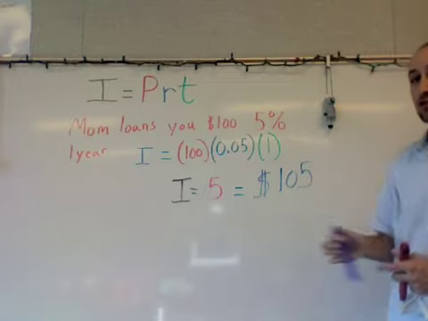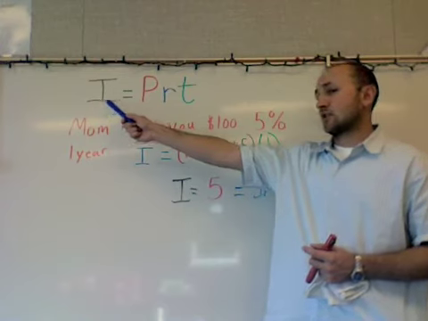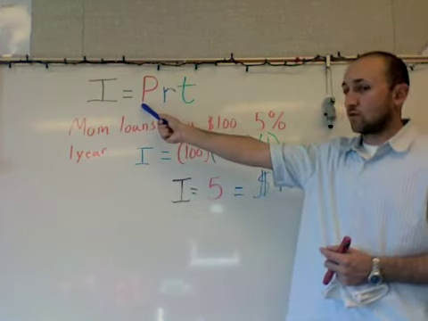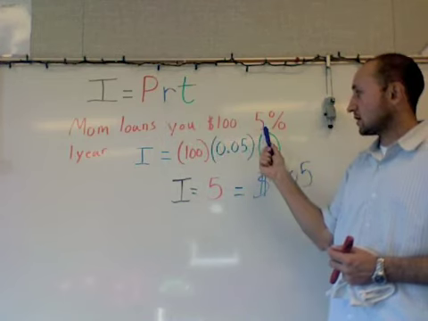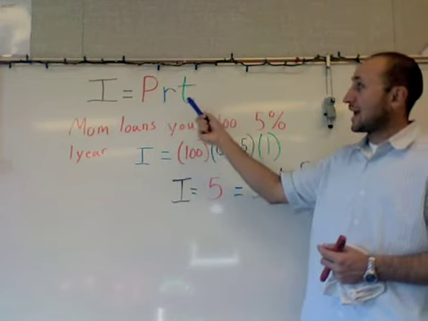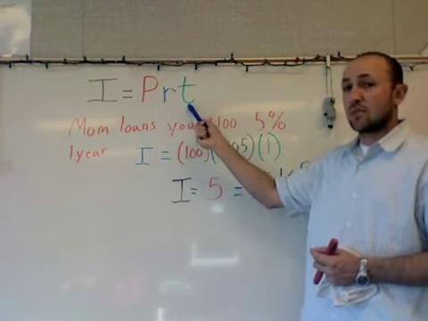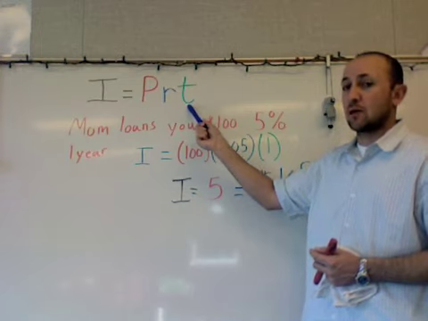So remember, we have to use this formula for everything. I stands for interest, P stands for the principal, R stands for the rate, that's how much interest they're charging you, and then T stands for the amount of time that you are given to pay back this loan.